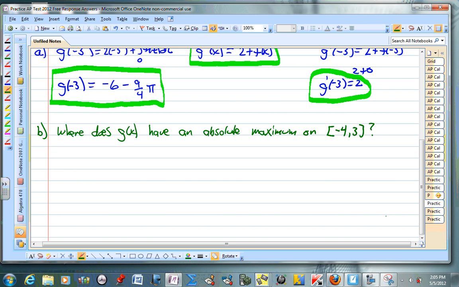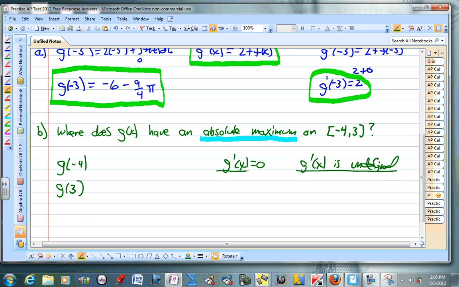So first of all, we have to remember a couple things. We have to remember that whenever we're looking for an absolute maximum, we're dealing with a closed interval. So we're going to need to find the value of g of negative 4 and the value of g of 3, the value of g of x at the endpoints of the interval. Then we also need to look at any critical numbers in between. In other words, we need to find places where g prime of x is 0 or where g prime of x is undefined.